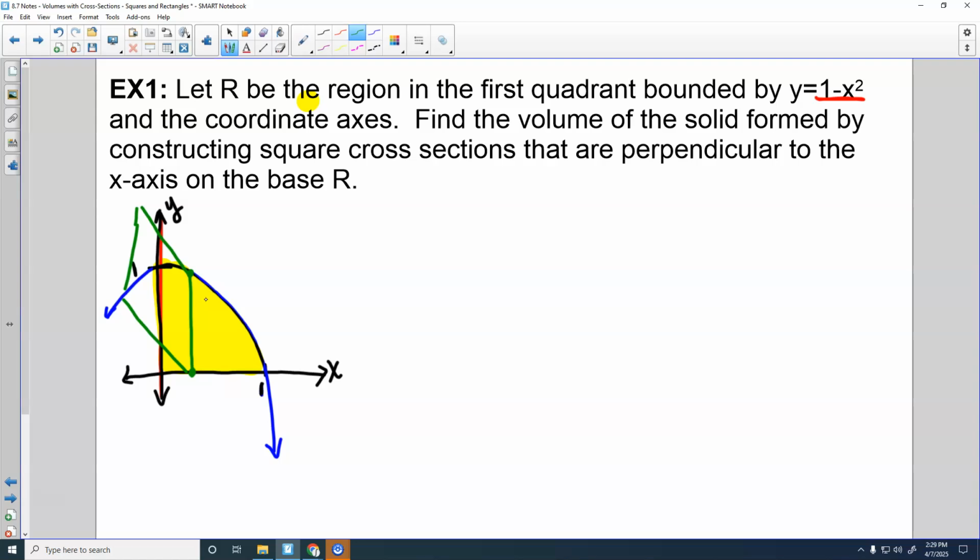So what I need to know is the length of a side of that square, and then I need to make an area formula for that square, right? The area formula for a square is just side times side, right? So this right here is a side. How could I find the length of that side?